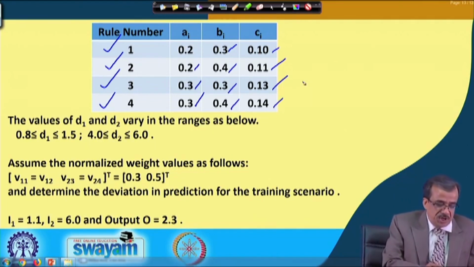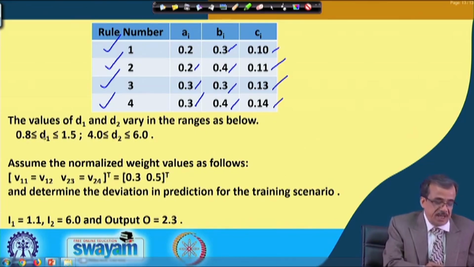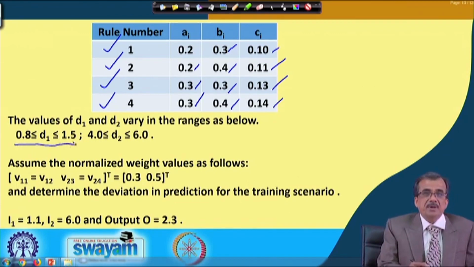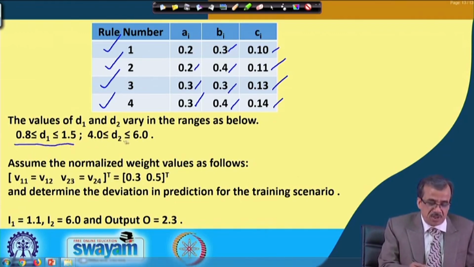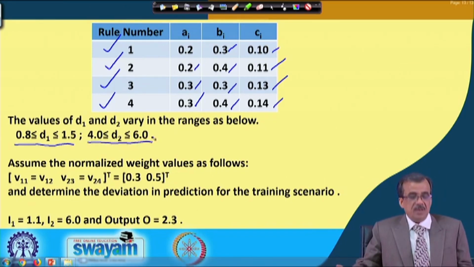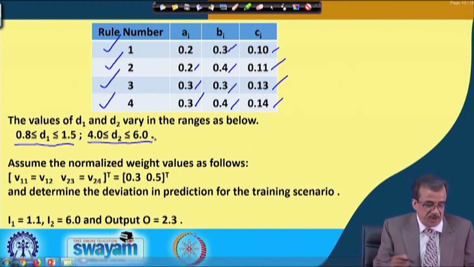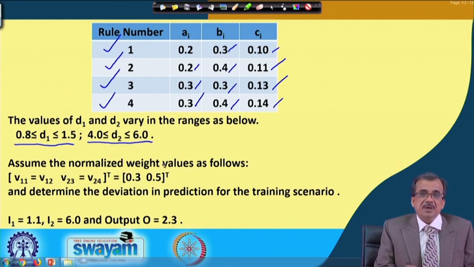Now, this D1 and D2 are varying in this particular range. D1 is varying in the range of 0.8 to 1.5. Similarly, D2 is going to vary in the range of 4.0 to 6.0. To carry out this numerical example, what we do is we assume the values for the connecting weights.